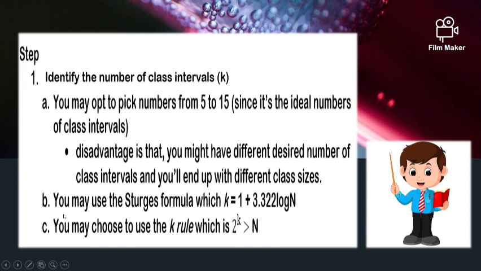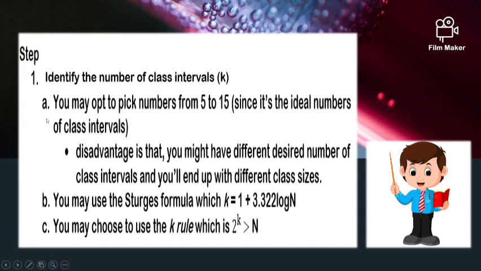And our option B is that you may use the Sturges formula, which is very useful to people working in research, whether beginners or even experts: k is equal to 1 plus 3.322 log n, where n refers to the number of scores or observations in the given data. Option C, you may choose to use the 2 to the power of k greater than n rule, where n again refers to the number of observations or scores in that data set. Okay, that's step number 1. So there you have 3 options.